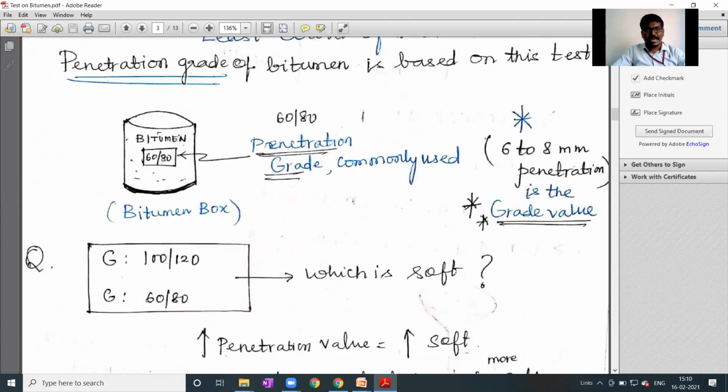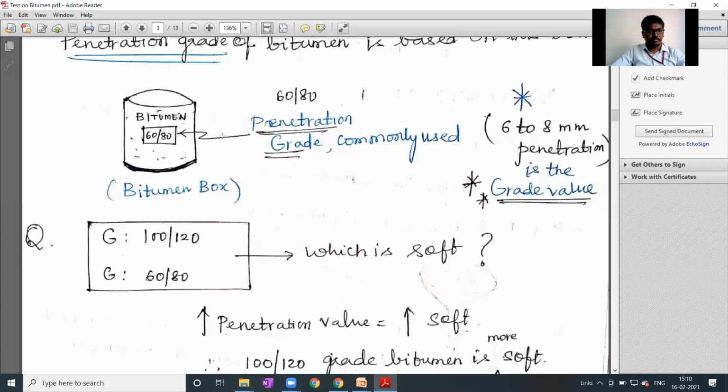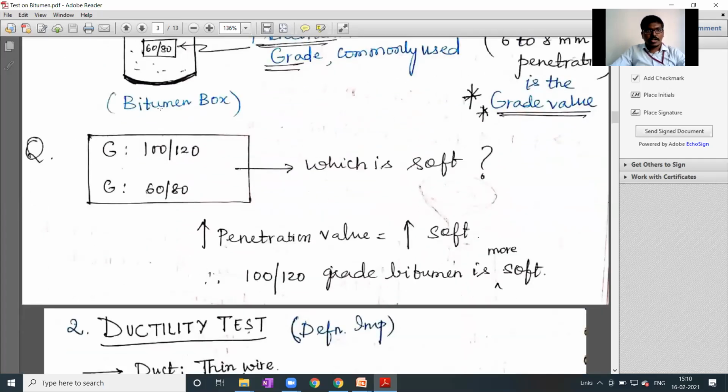So the commonly used 60 by 80 penetration grade will have 6 to 8 mm penetration. That's what 6 to 8. 60 by 80. 60 means, since one unit is 1/10 of a mm, you'll be getting it in mm. I've already explained this. For example, you'll be getting this type of question, or in the competitive exam they may ask questions in this way.